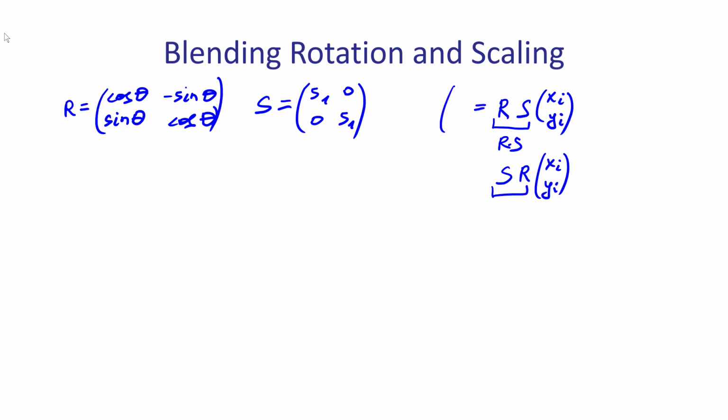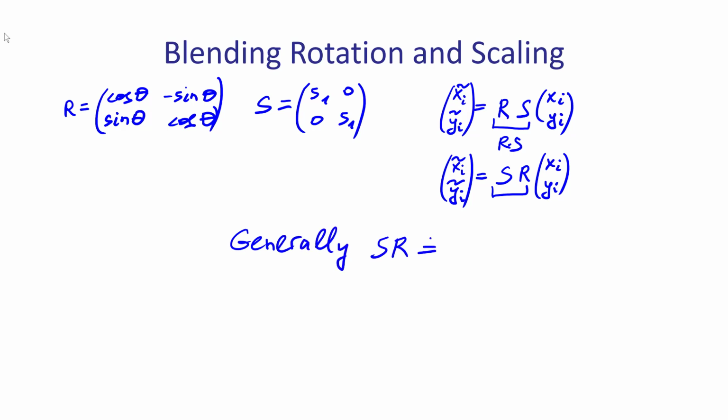And from that, you will get the values with tilde. So it's very convenient to just multiply matrices with the regular matrix multiplication rules, and you will get scaling and rotation together. It's very important to remember that generally SR is not equal to RS. So this one is rotation first, and this one is scaling first.